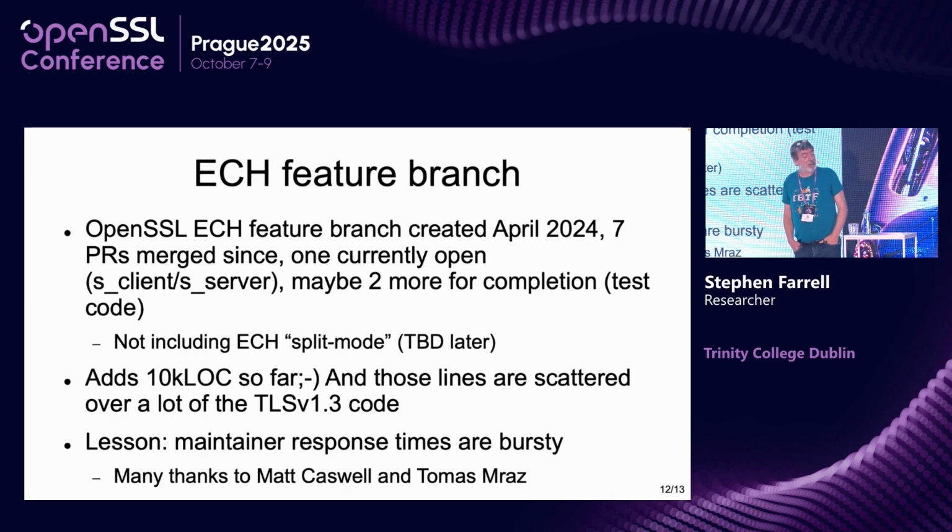But we've kind of gotten, it's about 10,000 lines of code in that set of PRs so far, which again is gigantic and horrible, and you shouldn't do it, but you have to for this. That code is scattered over more than 20 files in the TLS library, and it's fairly intimately screwing around with things.